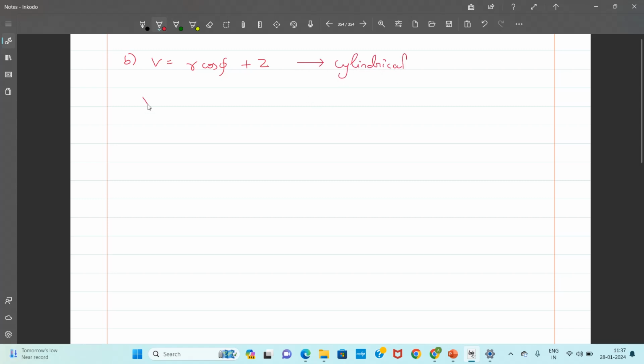Okay, and for cylindrical system, the del square v equation will be 1 by r dou by dou r of r into dou v by dou r plus 1 by r square dou square v by dou phi square plus dou square v by dou z square equal to 0. Okay, so this is the equation for Laplace for cylindrical system. So individually we have to find these terms and then add it.